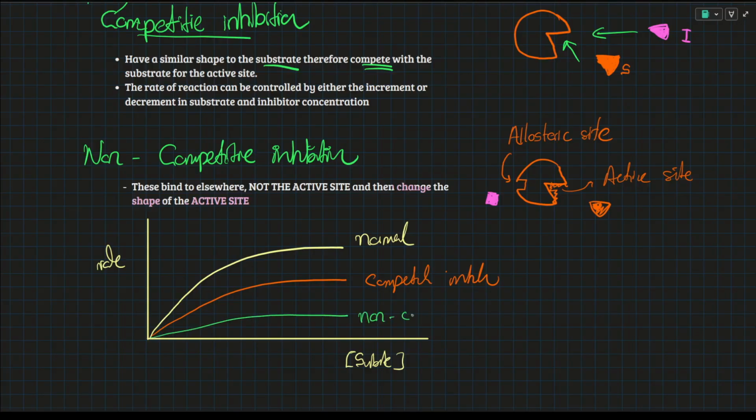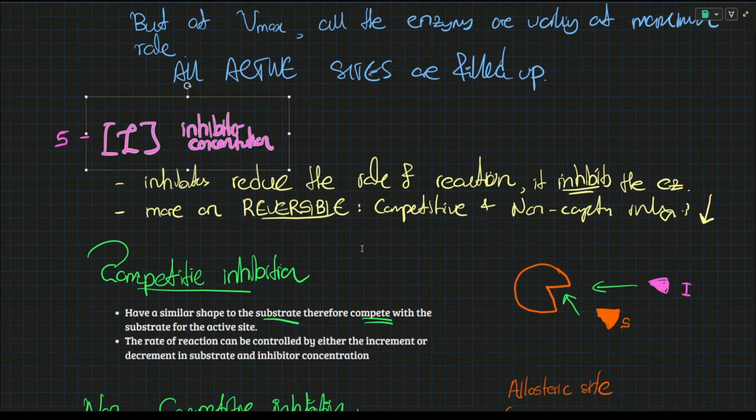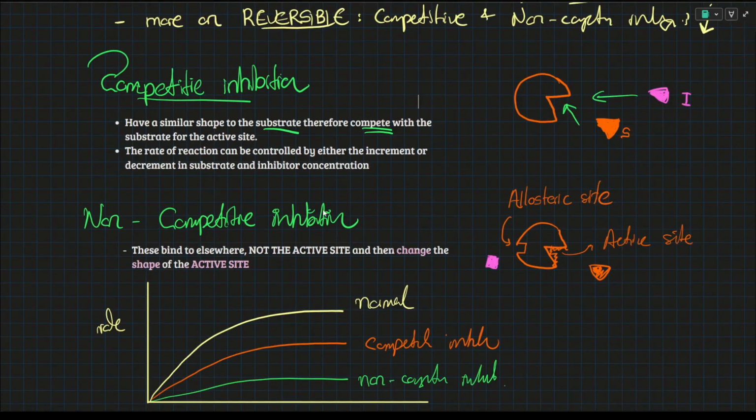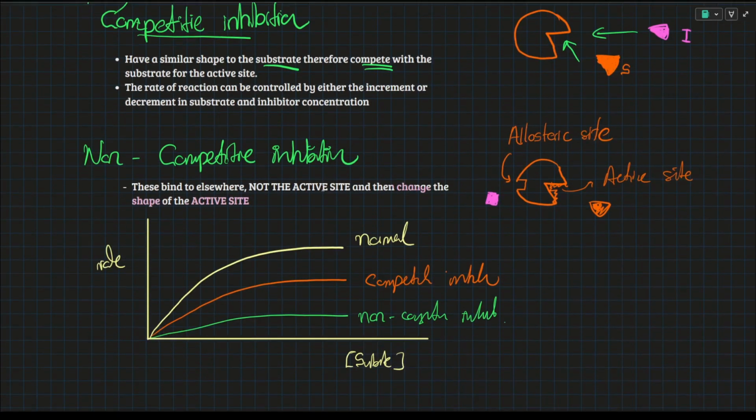Sometimes you will be given graphs like this to pick out the normal reaction. They will most of the time label the normal reaction. Then you have to differentiate between what is competitive and what is non-competitive. Every single time the higher line will be competitive, lower line will be non-competitive inhibition.